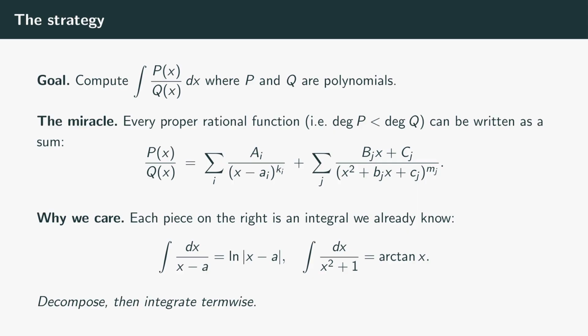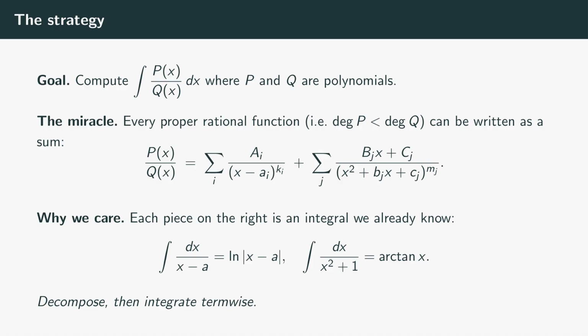The strategy in one paragraph. You want to integrate p of x over q of x. There's an algebraic theorem, we'll take it on faith here, that says every proper rational function, meaning the numerator has lower degree than the denominator, can be uniquely written as a sum of 2 types of fragments. First type, A over the quantity x minus a to the k, a constant over a power of a linear factor. Second type, the quantity Bx plus C over the quantity x squared plus bx plus c to the m, a linear numerator over a power of an irreducible quadratic factor.